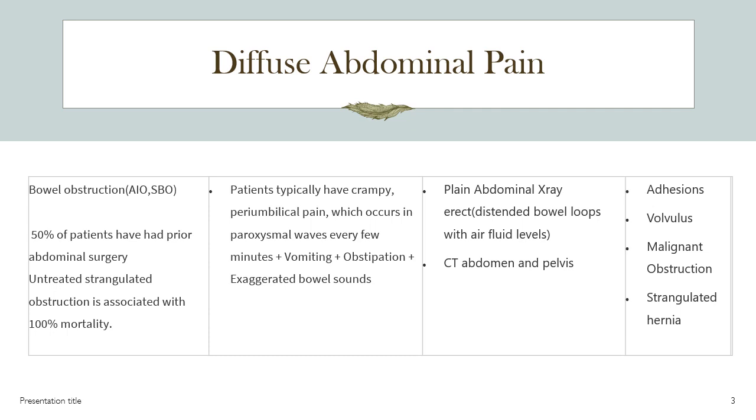So we will order a plain abdominal X-ray directly, or if it's not conclusive of finding the underlying cause, a CT abdomen pelvis. What underlying etiology are you suspecting here? Adhesions, volvulus, malignant obstruction, strangulated hernia. These are the four most common causes of bowel obstruction that we came across: adhesions, volvulus, malignant obstruction, strangulated hernias.